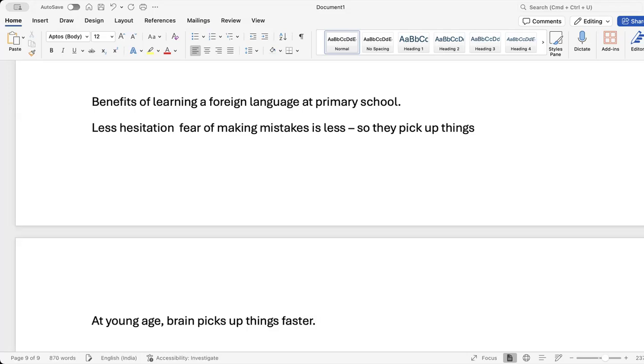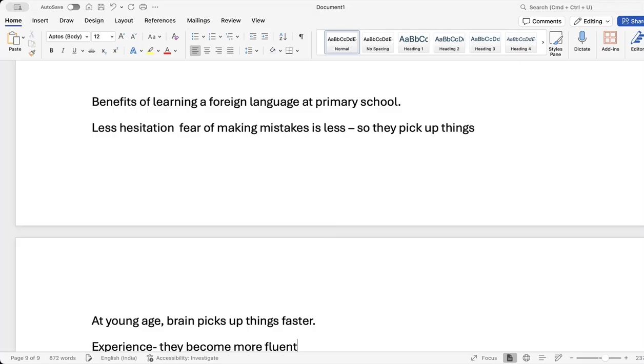So what Suman mentioned is also pretty good. There's less hesitation and fear of making mistakes is less, so they pick up things faster. Again, at a younger age, they pick up faster because the brain is more receptive at that time. Young minds are more receptive. And what her point, if they learn early, they'll have more experience and they will become more fluent. So what Sapna said, we can also consider that they become more fluent.